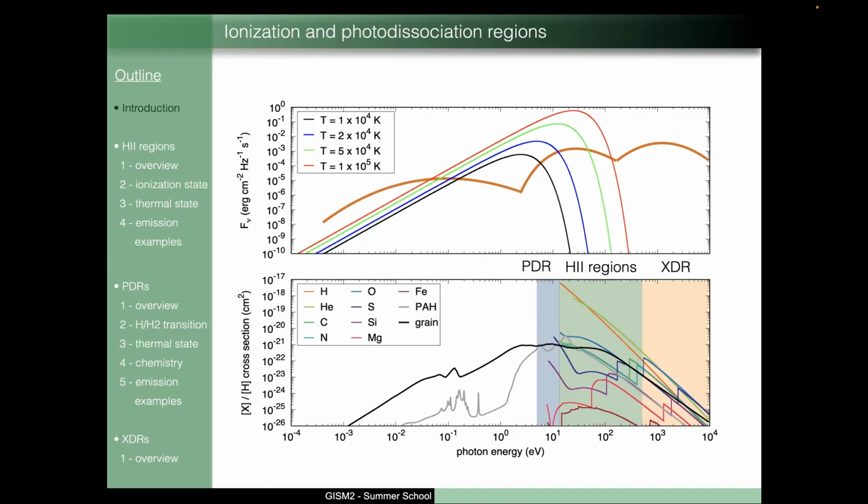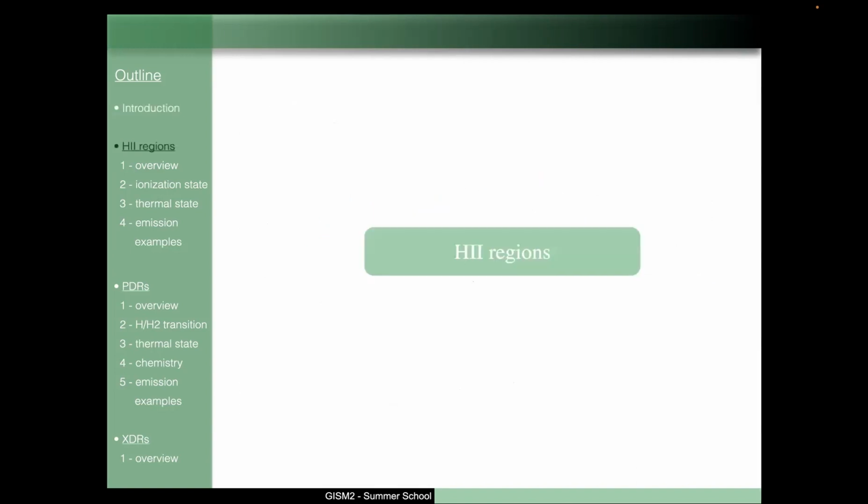An XDR is a region where there are no photons in this range, but there might be photons in this range, where the photons in the X-ray domain have an impact on the thermochemical state of the gas. Okay. So this being said, we can start with H2 regions.